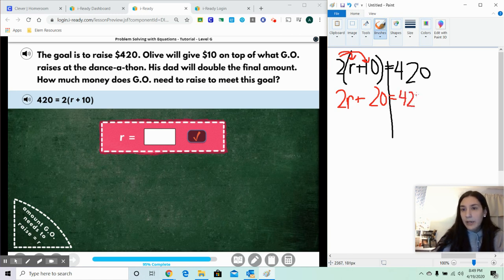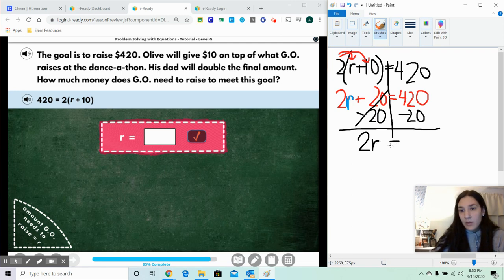Now our variable R is what we're trying to isolate. So let's pick another color. R is what we would like to get alone. Here's our R. So we have to move all that other stuff away from the R. So we're going to start by moving the 20. We see it's a plus 20. Our inverse of addition is going to be subtraction. So we're going to subtract 20 from both sides. When we do this, our 20s here will cancel out. We'll be left with 2R equals 400.